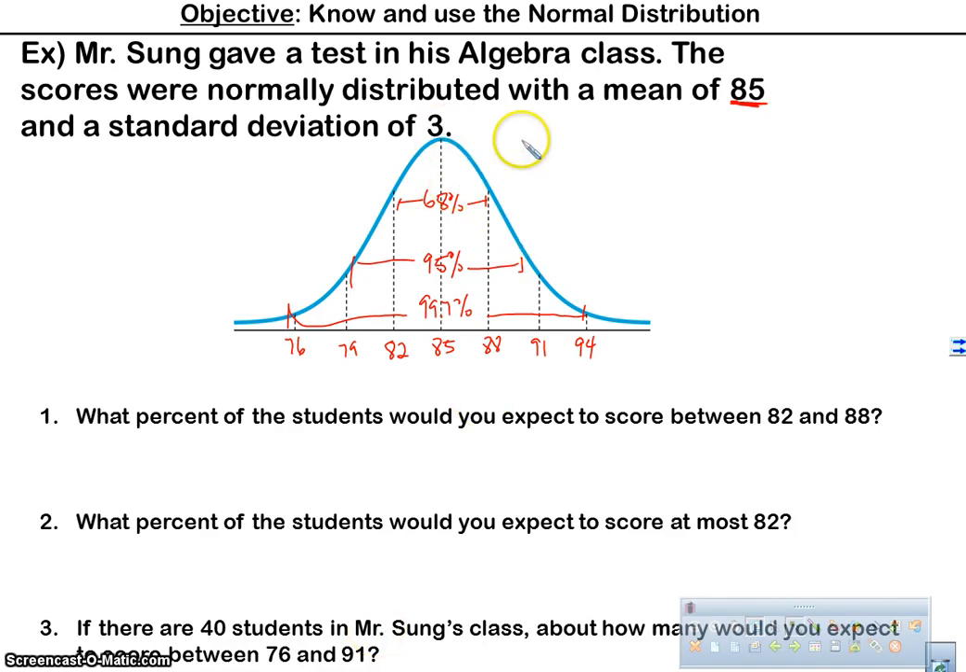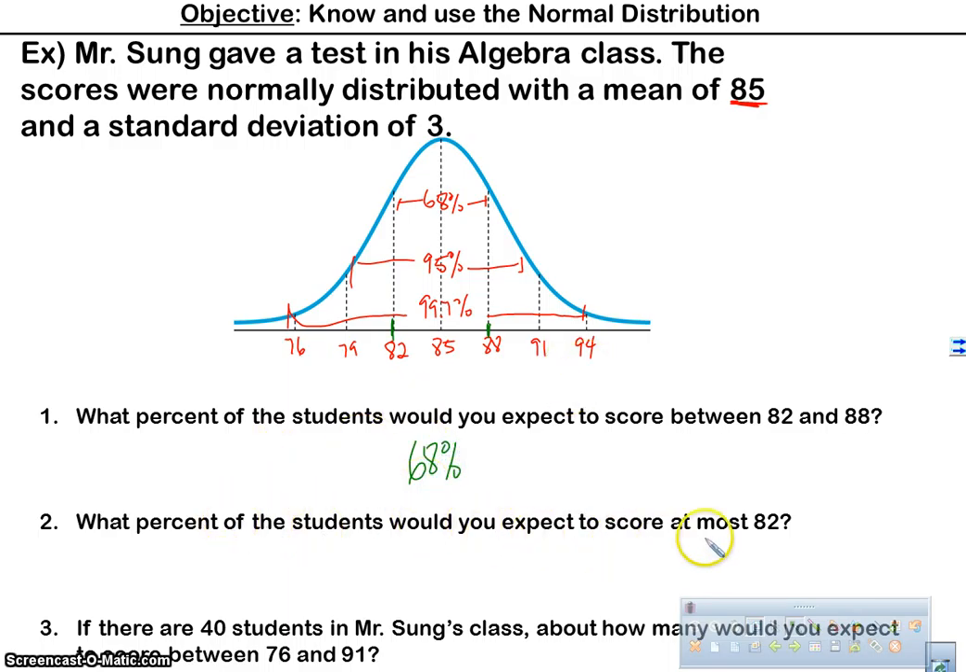So let's look at what percent of students would you expect to score between 82 and 88? So here's 82, here's 88. All right, so what percent is in between that? 68%. So that's all you have to say, 68%.